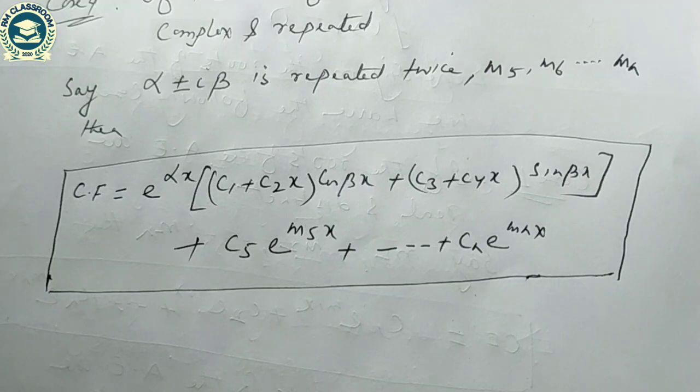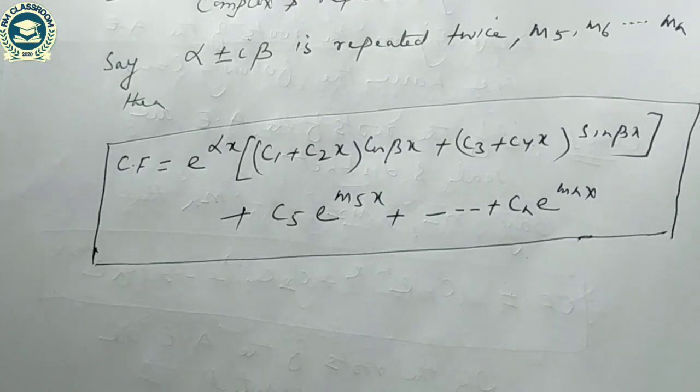Case 3: if the roots of the auxiliary equation are complex and distinct, like one root is alpha plus i beta and the second root is alpha minus i beta, then the complementary function is equal to e to the power alpha x into c1 cos beta x plus c2 sin beta x. And if the roots are complex and repeated, say alpha plus minus i beta repeated, then the complementary function CF is equal to e to the power alpha x into c1 plus c2x into cos beta x plus c3 plus c4x into sin beta x.